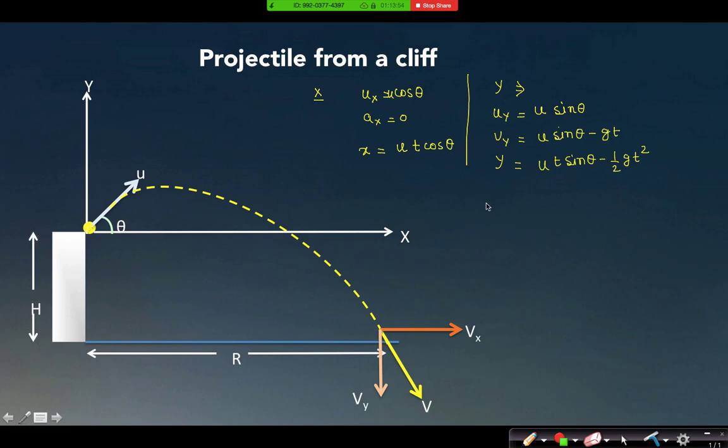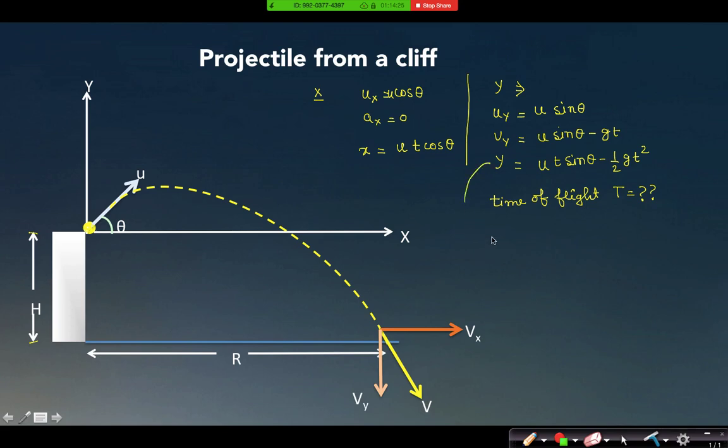Now, can you write the equation for capital H? What should I write for capital H? Actually, I do not have to write the equation of capital H. Instead, I have to find the time of flight. How do I find the time of flight here in this case? Displacement of y-axis should be minus h. Yes, displacement in y-axis is minus h.